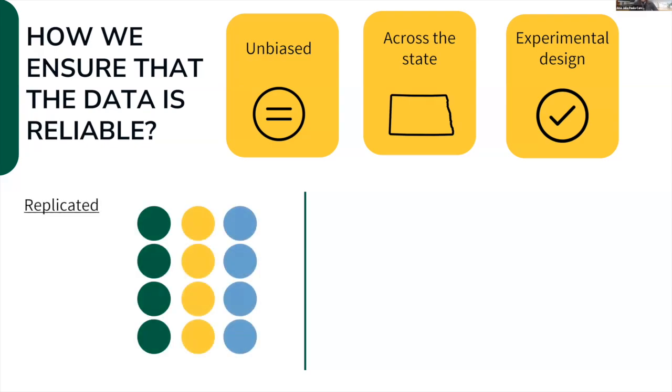First, replication. When we have a trial, when we have an experiment, we don't have the things only once. We repeat it at least 4 times when we are talking about the variety trials here in North Dakota. So imagine that each one of these balls of different colors is one different variety.